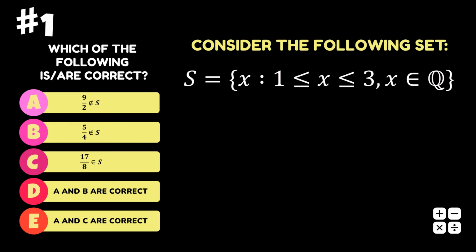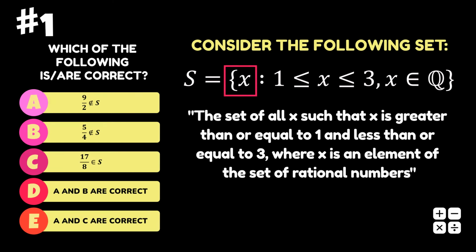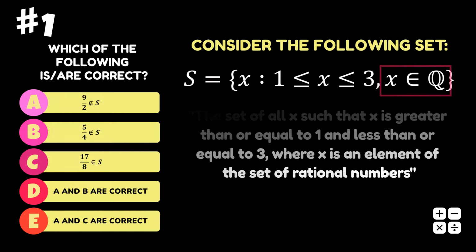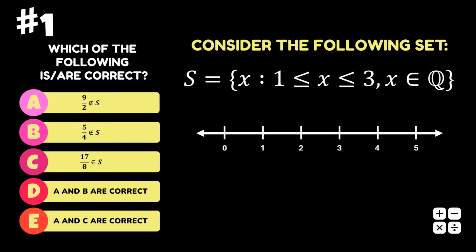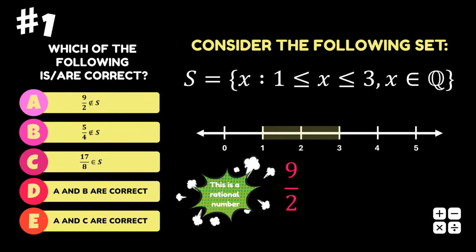We can describe set S as the set of all x such that x is greater than or equal to 1 and less than or equal to 3, where x is an element of the set of rational numbers. In other words, this set contains all of the rational numbers between 1 and 3, with both 1 and 3 included.